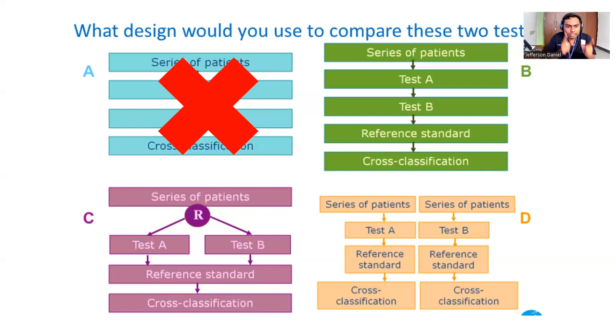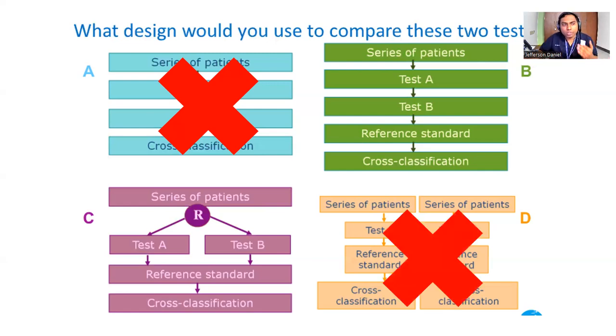Option D has index tests. All of them go to the reference standard, but they have two gates. The series of patients are different. It's not the same group. For all you know, it may not be representative. So I wouldn't choose option D. Both options B and C are fair. In B, all patients go through test A and test B. In C, some go through test A, some go through test B, but all of them go through the reference standard. All of them are from the same population. So these two designs are better.